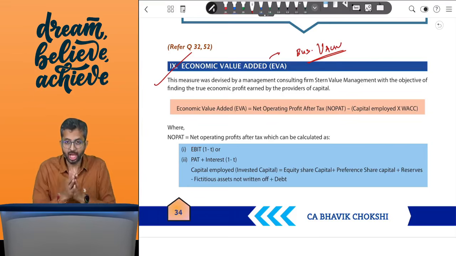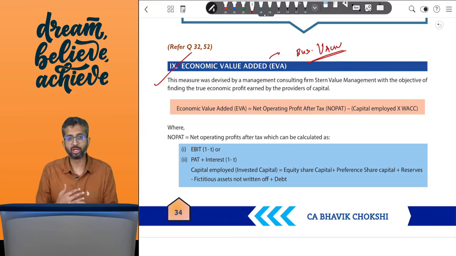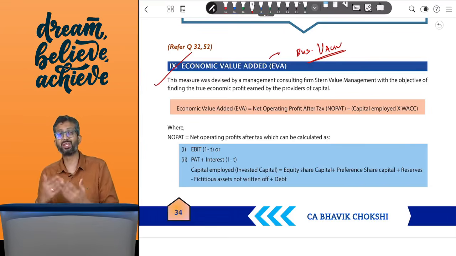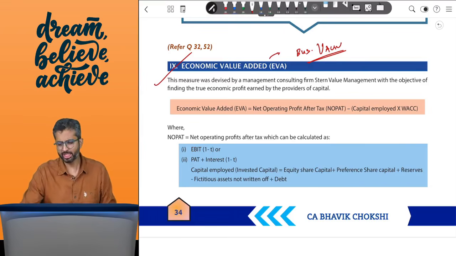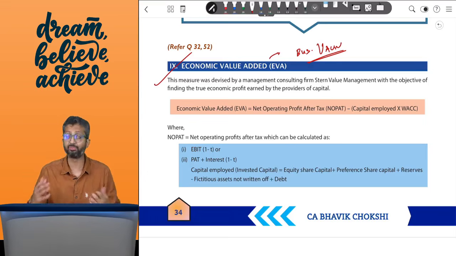In a similar way, I would say that I am earning, let us say, 100 crore profit. However, my providers of capital have provided me, let's say, 500 crores of capital. 15% is their minimum required rate of return, and hence, even if they put that 500 crores somewhere else, 500 into 15% comes to 75. Even if you put that money somewhere else, you would have still earned 75.